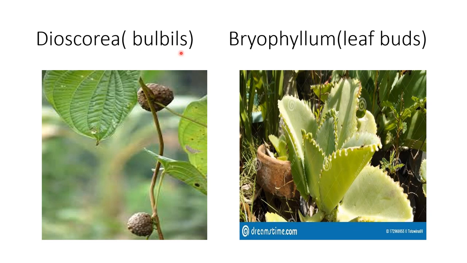Dioscorea bulbils, the part of the stem that is going to give rise to a new plant. These buds are called bulbils, growing from the stem and the axillary part. Therefore, these are called axillary bulbils. Kaivalli kodi, an example of a vegetatively modified stem. Bryophyllum gives rise to plants from leaves. You can see the buds growing from the edges of the leaves. Therefore, these are called leaf buds. These buds may fall on the soil and give rise to a new plant. Various methods of vegetative reproduction we have seen.